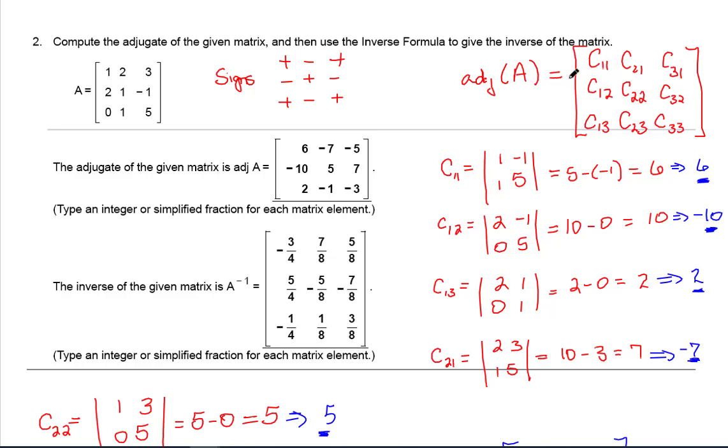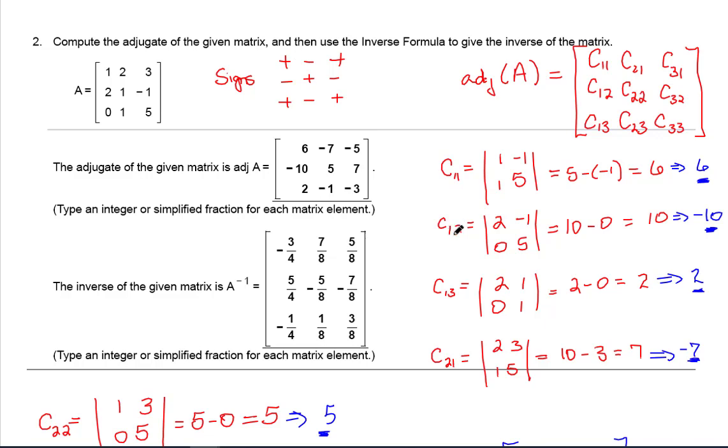C11 is the determinant I would get by going to the first position here, covering up the column and row it's in, and so I get this cofactor 1, minus 1, 1, and 5. So I form that determinant, which is just a 2 by 2, which is easy, and I get 6. 6, because the position is plus, stays 6.